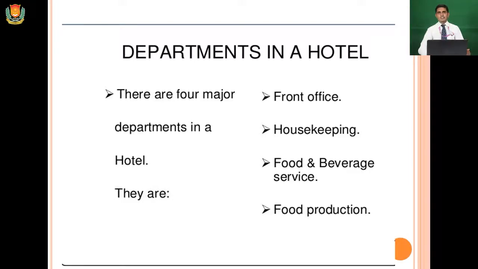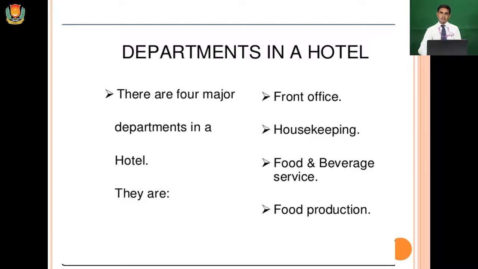Then the third department is food and beverage service. Food and beverage service is responsible for serving food to guests. Whatever the guest ordered, we have to serve to our guest in standard manners, and at the right temperature, anywhere. Because in food and beverage service there are different sub outlets: coffee shop, restaurant, multi-cuisine restaurant, specialty restaurant, executive lounge. All these we'll discuss in food and beverage service.